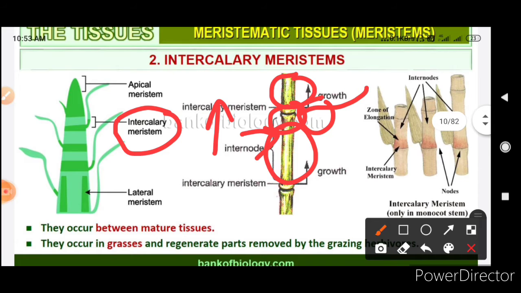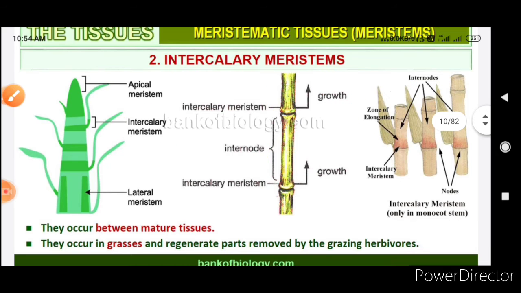This arising of a new branch is possible only when there is a tissue which is forming cells, and these cells can form various tissues or organs. So this intercalary meristem will be present between the mature tissue, and in grass you can see that when a grazing animal is grazing on the grass, after some time you will see the formation of the grass blades, and that is because of this intercalary meristem. You can see here the presence of the intercalary meristem, which is giving rise to leaf-like structures.